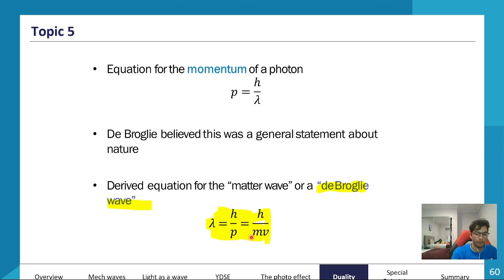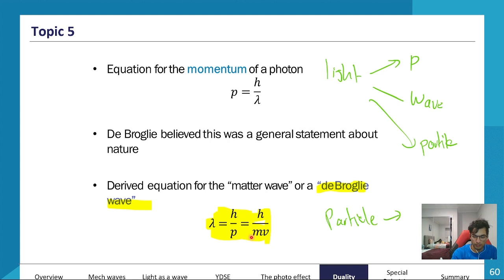So now what we're saying is that light has a momentum. It's a wave. It's a particle. And now we also show that particles are waves, which again is pretty crazy to think about.